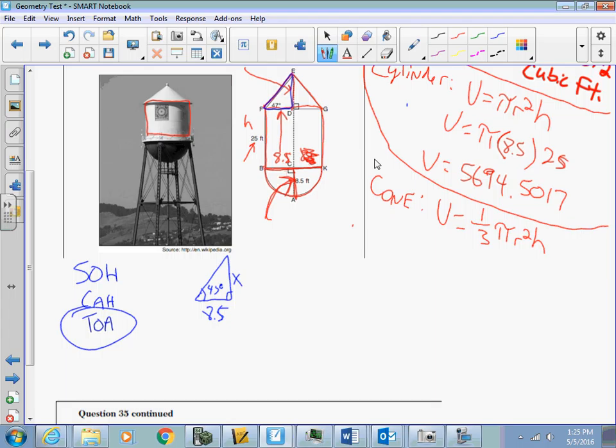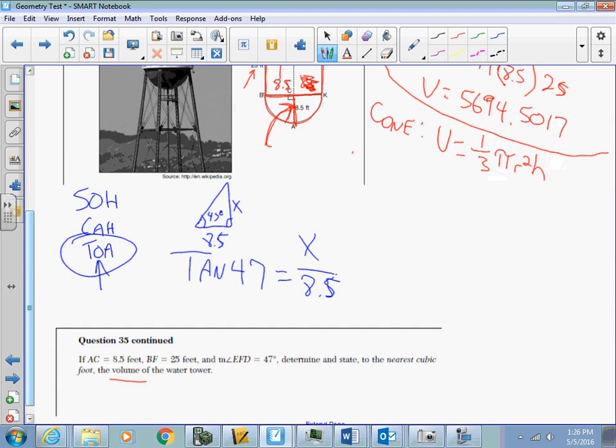So if you look over here, the only one that uses the opposite and the adjacent side is the tangent. So we're going to use tangent of the angle. So tangent of 47 is equal to the opposite, which is x, divided by the adjacent, which we know to be 8.5. Okay, so we can cross multiply at this point.